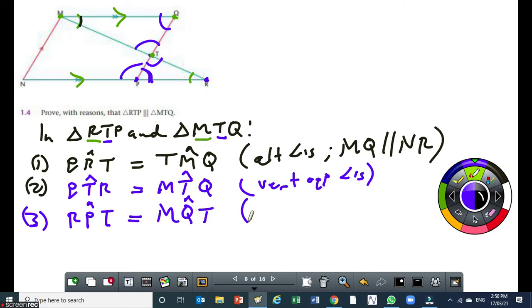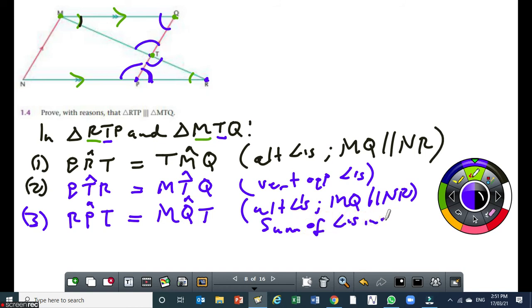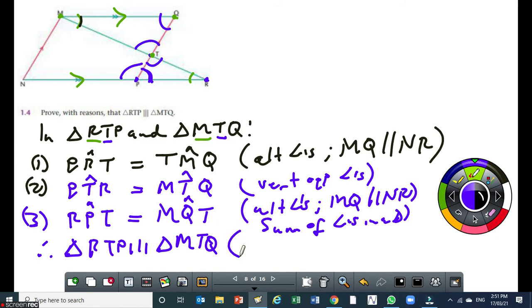Now, there are two reasons that you can give here. Either you can write alternate angles, then you state the two lines that are parallel, that is MQ is parallel to NR, or you can say sum of angles in a triangle. Once you are done, then you say, therefore, triangle RTP is similar to triangle MTQ. And your reason, make sure you don't forget to write the reason. It's triple A, like this. Wait, let me use a different color.